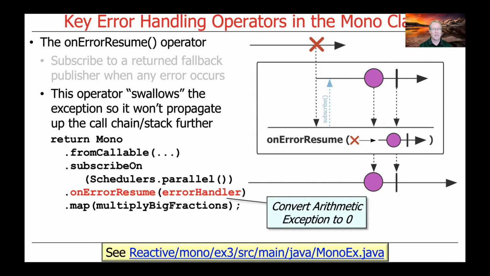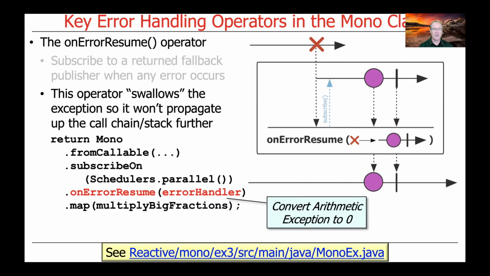We'll take a closer look at this example when we talk about the case study at the end of this lesson. In this example, we're going to have a Mono chain that has Mono fromCallable, and it's going to end up essentially dividing by creating a denominator for a big fraction that is 0. So we'll be dividing by 0. We're then going to subscribe this to run in the parallel thread pool. And when the divide by 0 occurs, of course, that will throw an arithmetic exception.